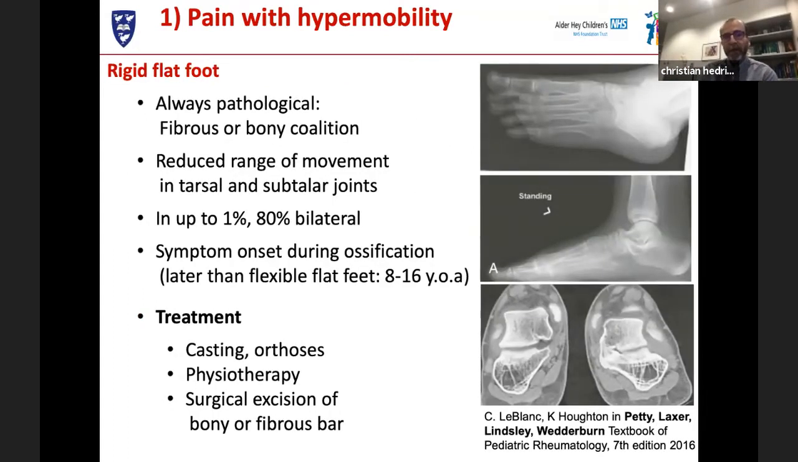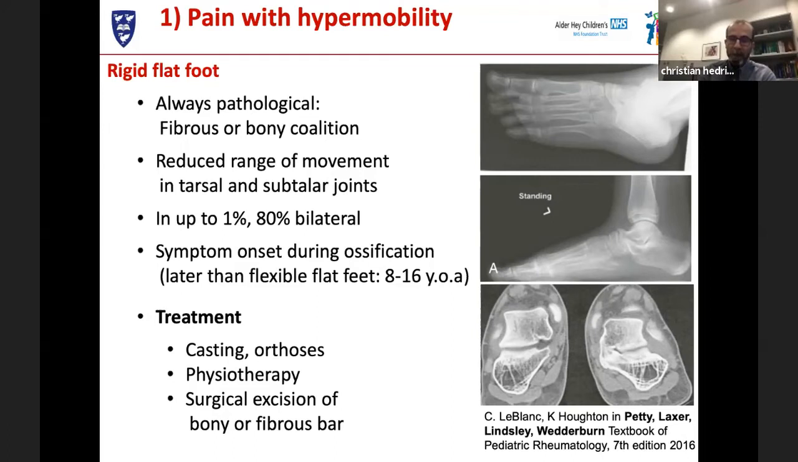Other than flexible flat feet, rigid flat feet are an actual concern in all patients, and they are much less frequently to be seen as compared to flexible flat feet. Only 1% of the population show rigid flat feet, and in that case, they're usually bilaterally present. They're basically always pathological, and they're caused by fibrous or bony coalition between bones of the foot. They reduce the range of movement in the tarsal and subtalar joints, and usually become symptomatic a bit later in life when compared to flexible flat feet. They start to be symptomatic after ossification starts, and that's usually between the 8th and 16th birthday.